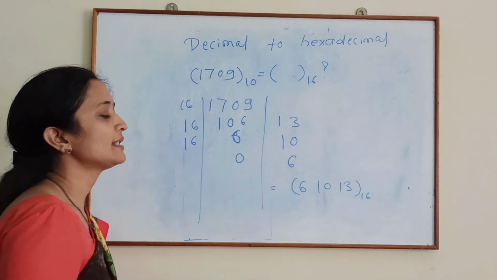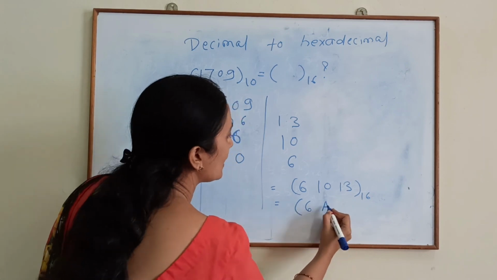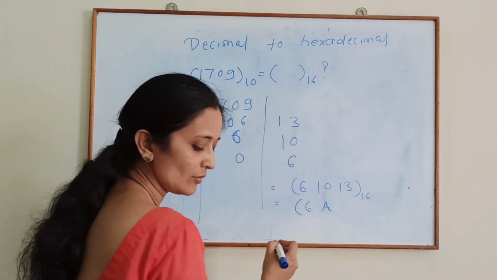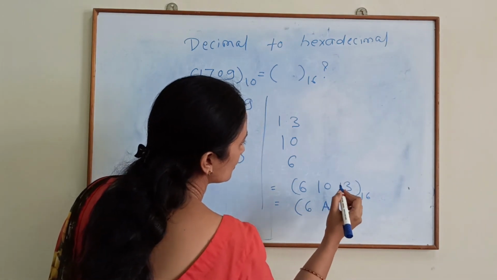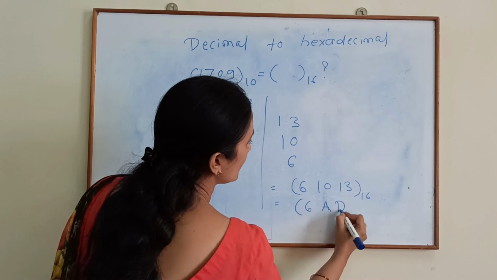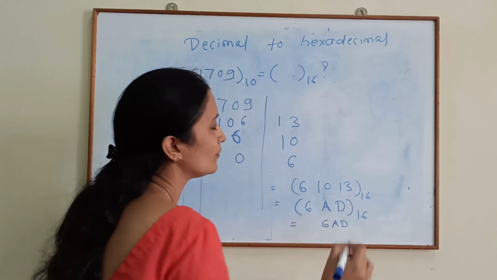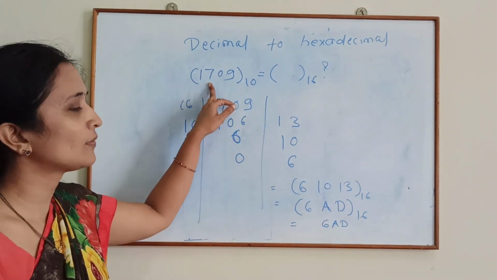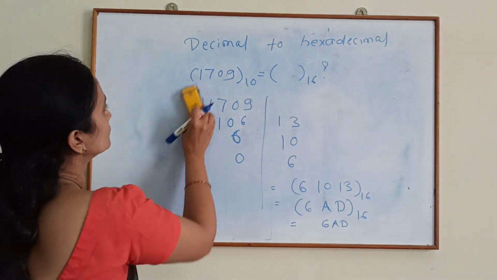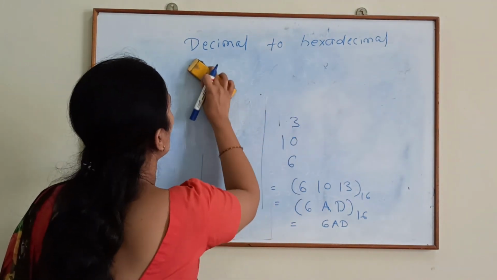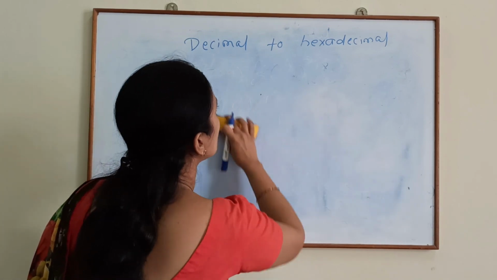But in hexadecimal number system, 10 is represented by A and 13 is represented by D. So the answer is 6AD. This is the hexadecimal equivalent of 1709. This is the method for converting decimal number to its hexadecimal equivalent.